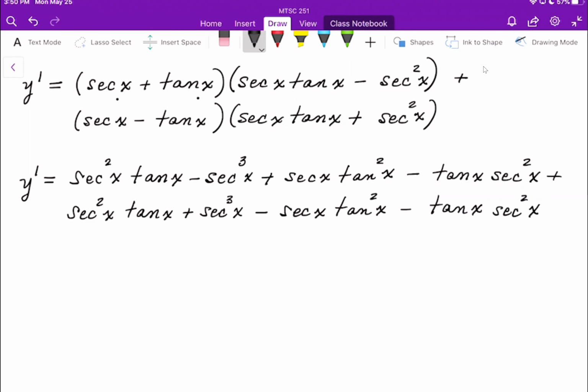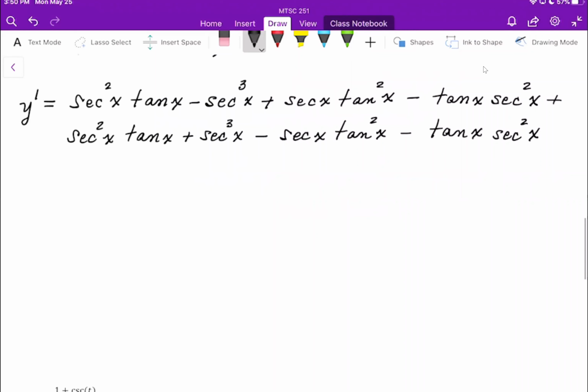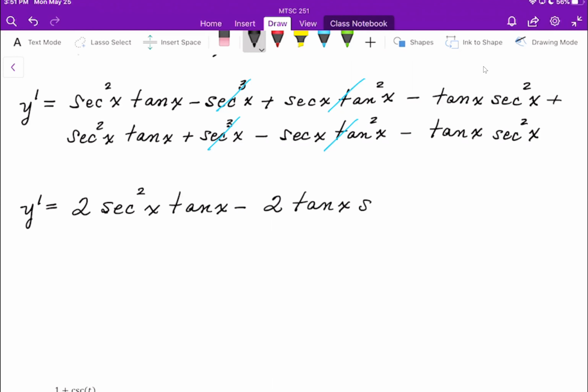And we can nicely add all of that together. We can see that this term and this term are going to add to 0. And this term and this term are going to add to 0. So we're going to get 2 secant squared x tangent x minus 2 tangent x secant squared x.